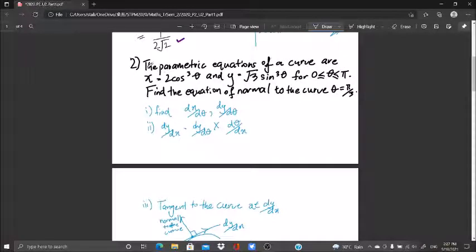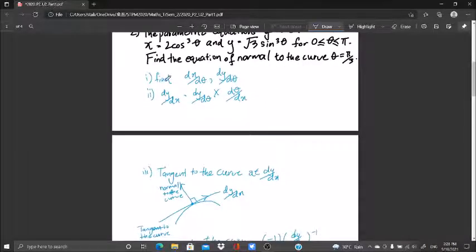Next, question number 2. The parametric equations of a curve are x equals 2 cos cubed theta and y equals square root of 3 sine cubed theta, for theta between 0 and pi. Find the equation of the normal to the curve where theta equals pi over 3. So we need to find the equation of the normal to the curve. It means that we must find dy/dx first. dy/dx is the gradient or the tangent to the curve.